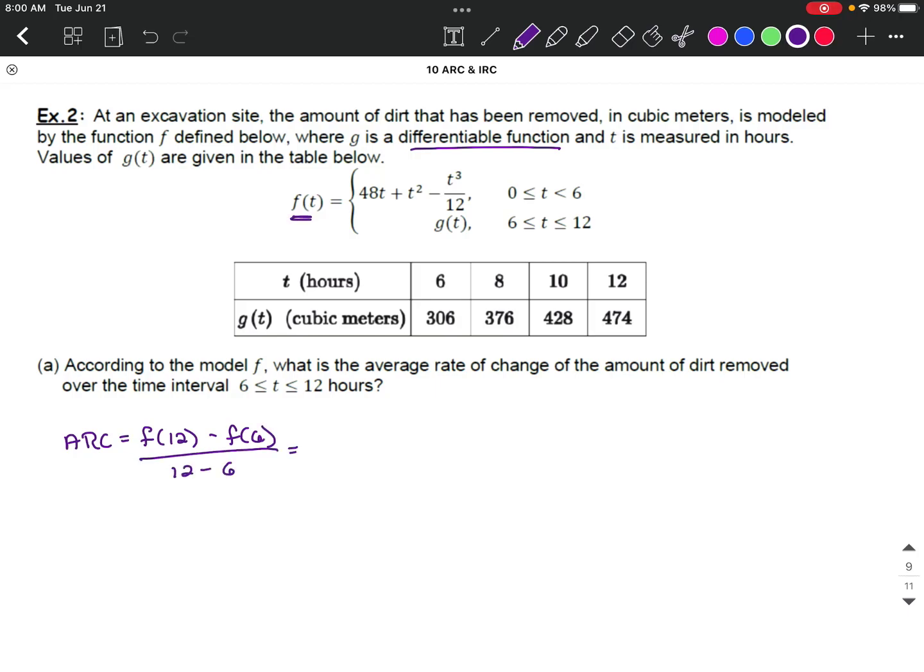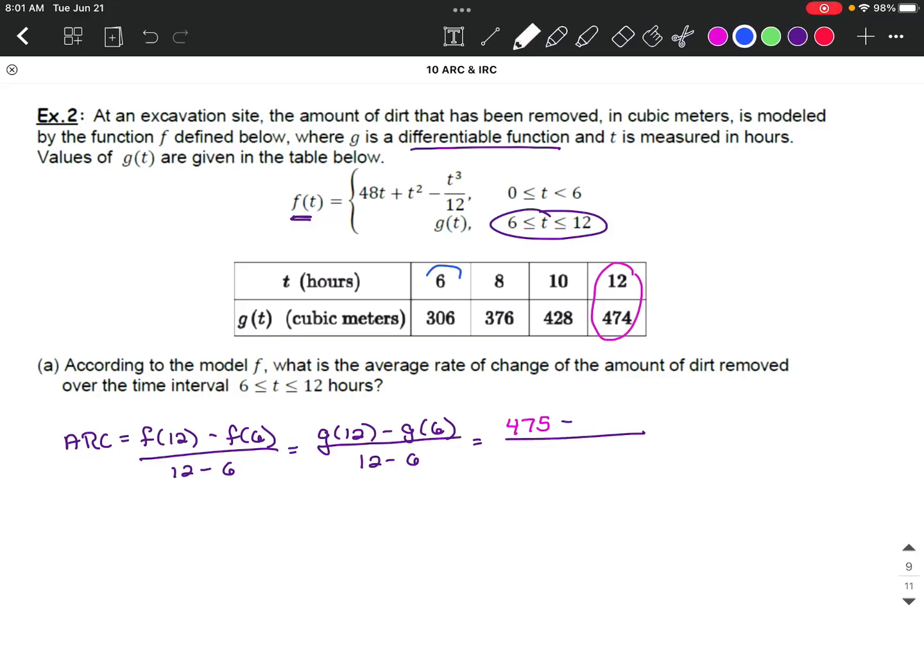But when you look at the function f from 6 to 12, it's on that bottom piece of the function. So in all honesty, if you started right here at this step, that's also okay. So g of 12, that's 474, minus g of 6, that's 306, over 12 minus 6, which is 6. If we do some subtraction, we're going to get 168 over 6, which is 28. So our answer here is 28.